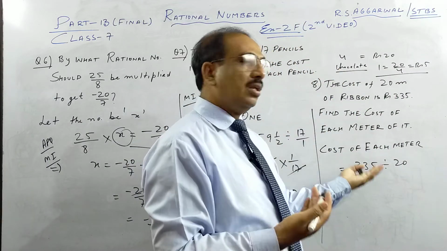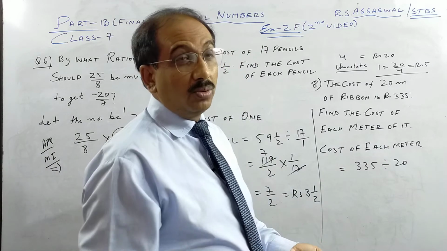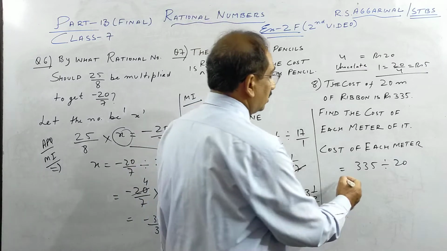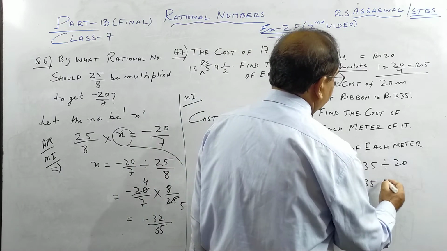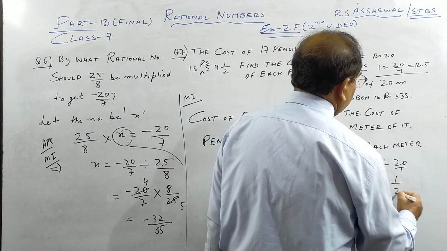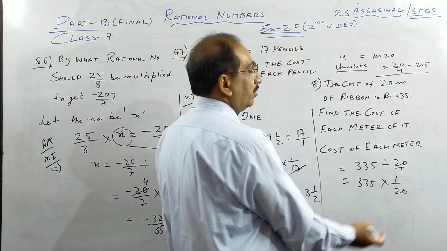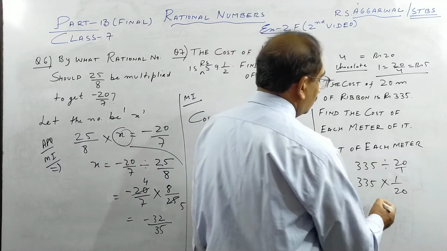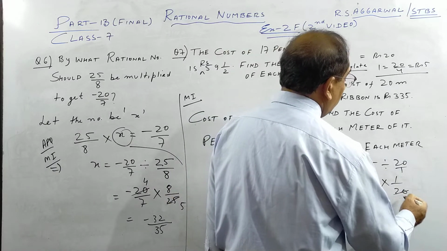It will be less. Less means division. We don't do subtraction or addition here. Less means division, more means multiplication. So when division becomes multiplication, 20 by 1 becomes 1 by 20. You can take 1 in the denominator when nothing is there. So we can divide by 5, you see.